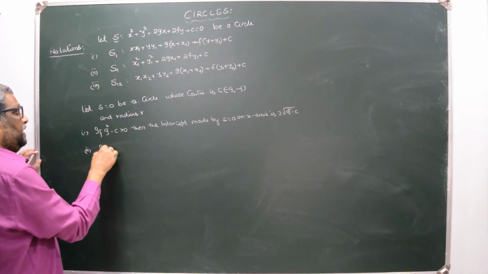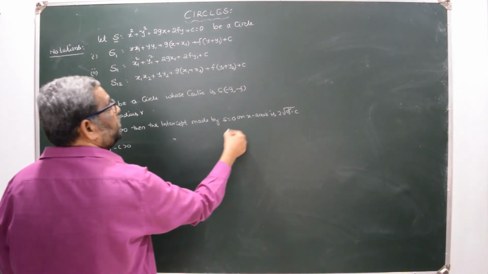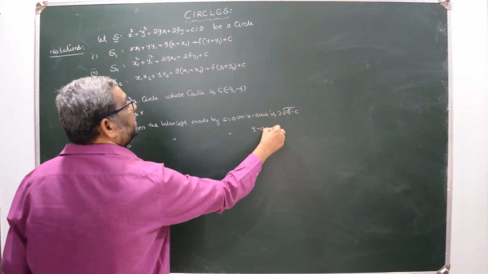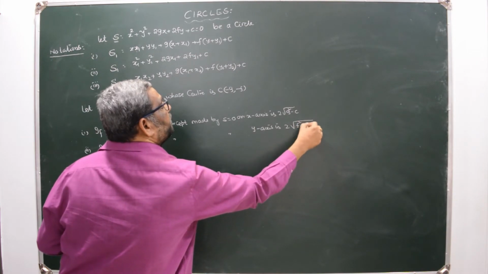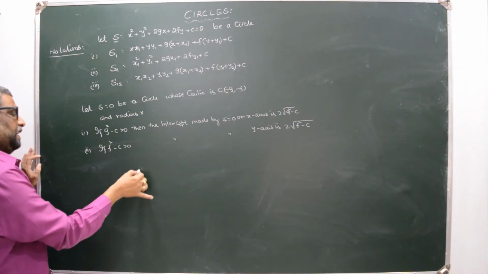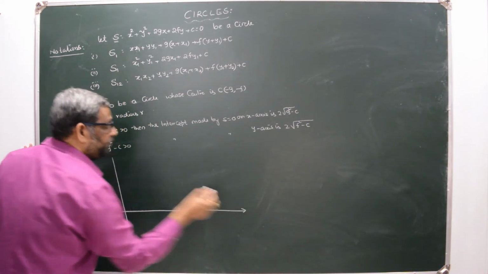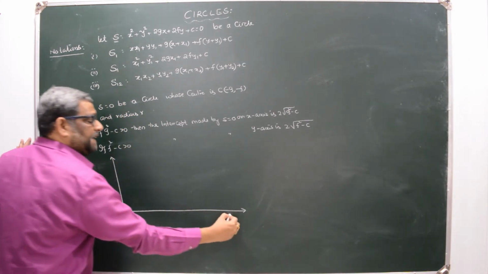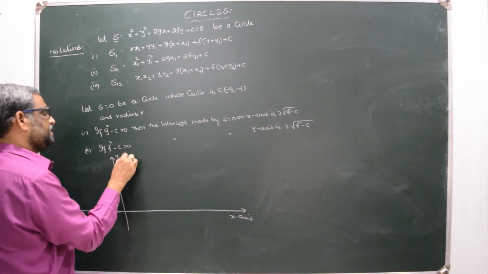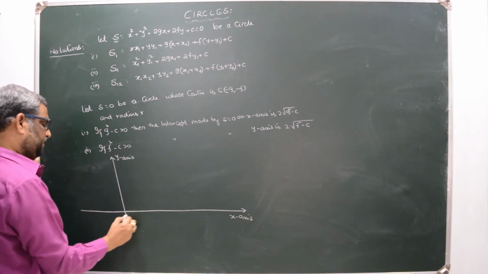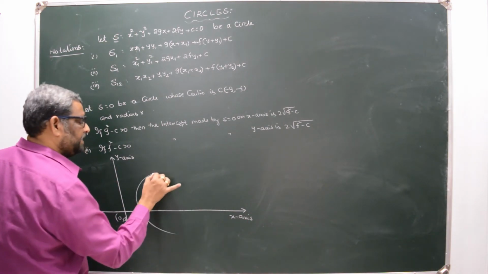If f square minus c greater than 0, then the intercept made by S equal to 0 on the y-axis is 2 into root of f square minus c. I will prove the first one. Let this be the coordinate axis. This is the x-axis. Of course, this is the y-axis. This is the origin. You take the circle like this.